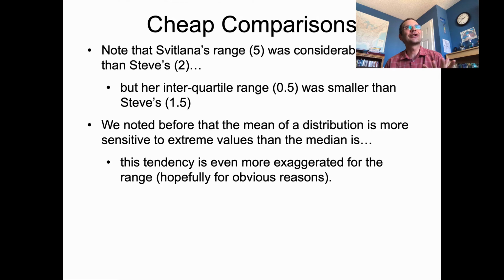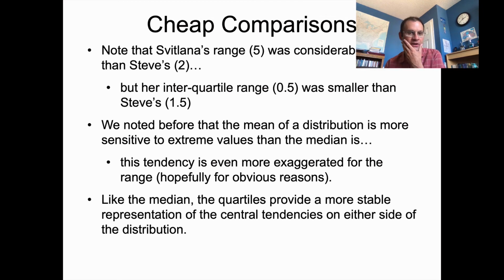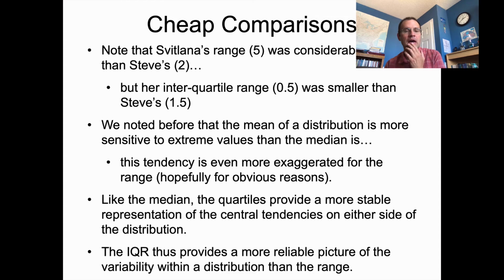But the interquartile range is going to be a little more balanced. It's not necessarily going to reflect those extreme values. It's going to reflect kind of what you can normally expect to see on either half of the distribution. So like the median, the quartiles provide a more stable representation of the central tendencies on either side of the distribution. The IQR, or interquartile range, thus provides a more reliable picture of the variability within a distribution than the range.